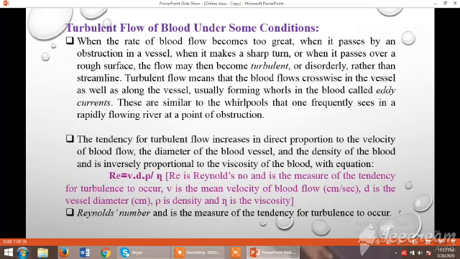In the proximal portion of the aorta, or in the arteries, the Reynolds number can rise to several thousand during the rapid phase of ejection, during the ventricular phases.